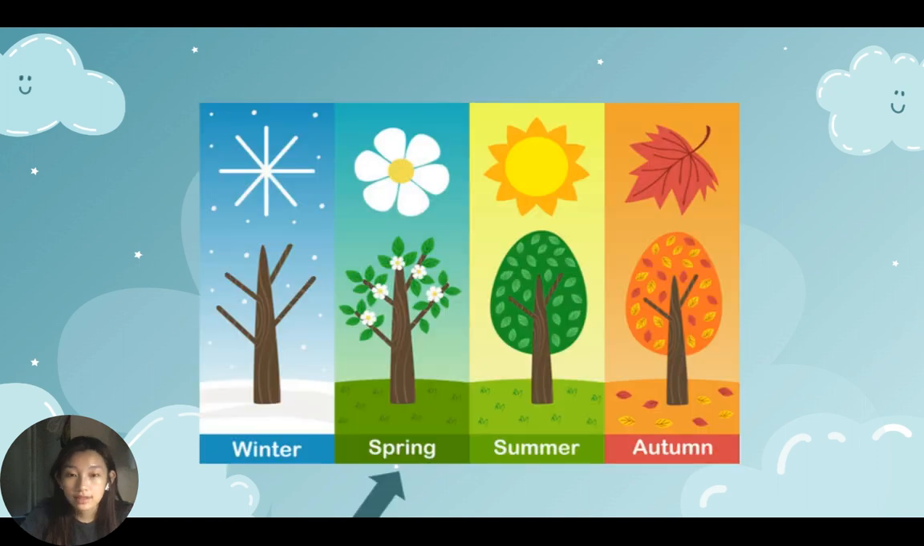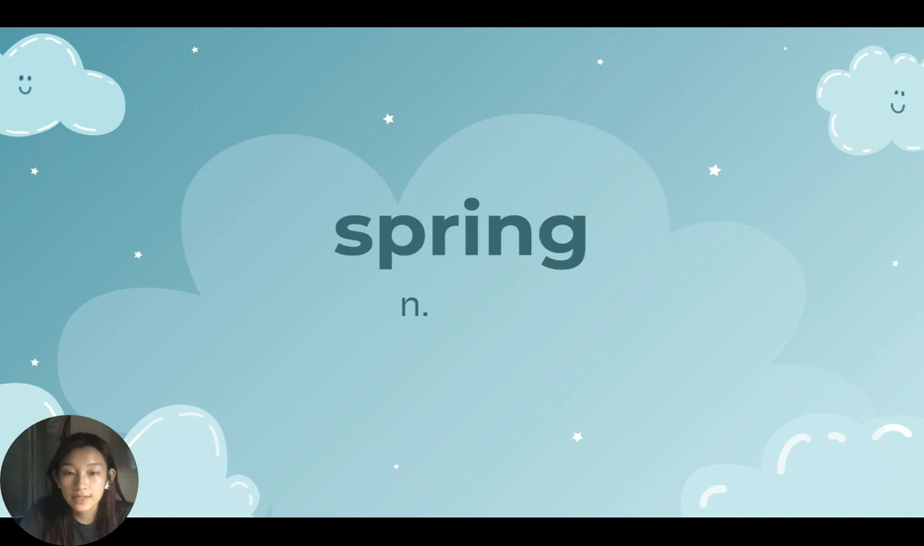The second word is spring. Spring. You can see in the middle of the pictures there is one tree with many flowers and some leaves. So we can call it spring. Spring. Please repeat after me. Spring. Spring. And in Chinese it is 春天, 春天.